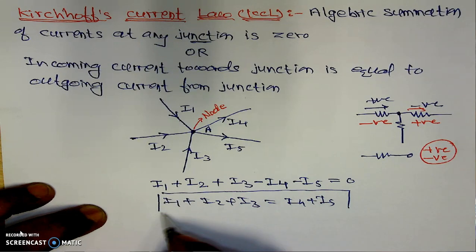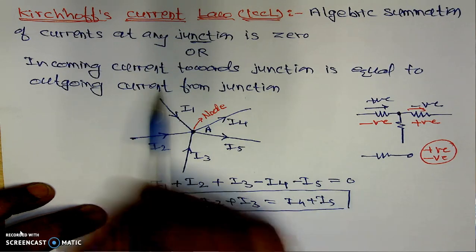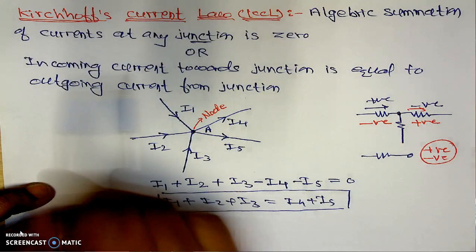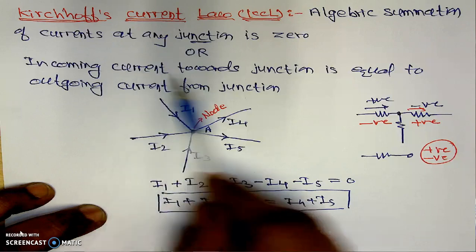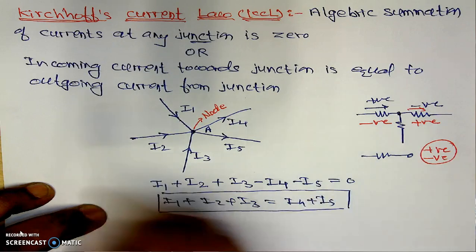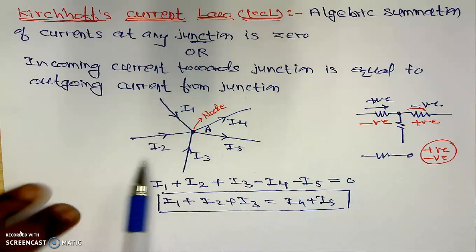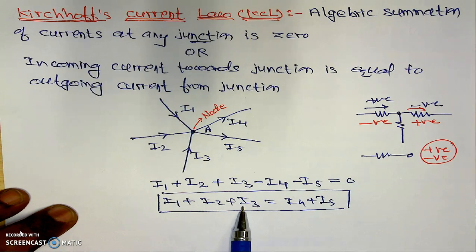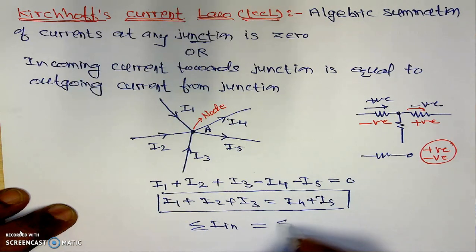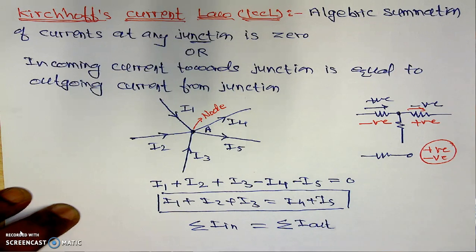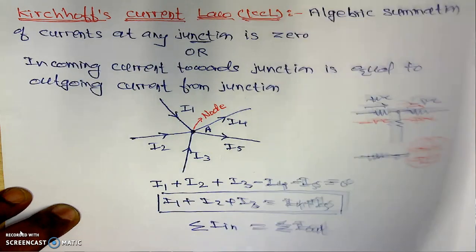Now look at the second statement, which indicates the second rule. In this case, incoming currents toward the junction are equal to the outgoing currents from the junction. Here, these are the incoming currents, equal to these outgoing currents from the junction. Indirectly, the summation of all incoming currents is equal to the summation of all outgoing currents. This is the statement of the KCL, or Kirchhoff's current law.